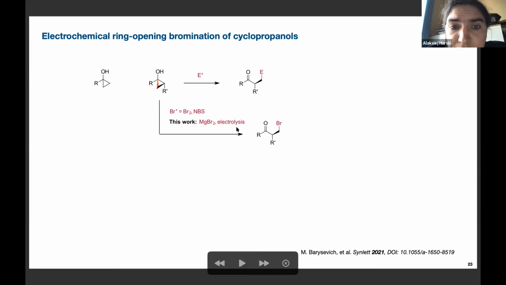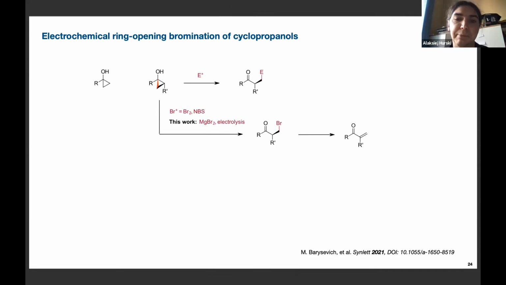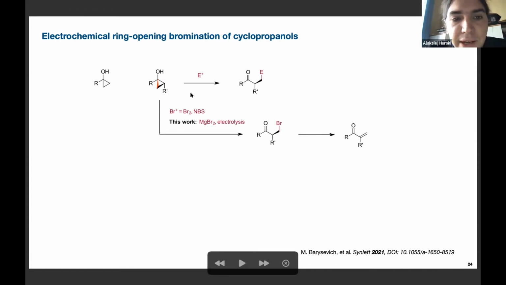And another problem we investigated was the further application of these bromides, because when we synthesize bromide from chiral cyclopropanols, we obtain a chiral product. But previously, these molecules were used in the synthesis of enones.